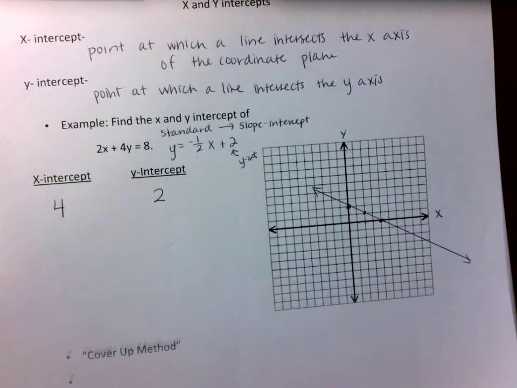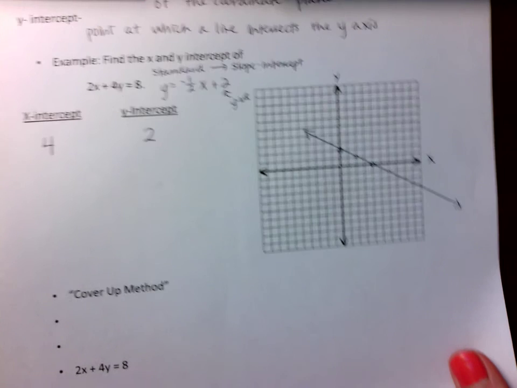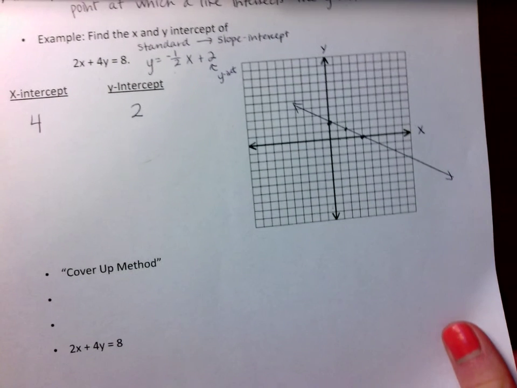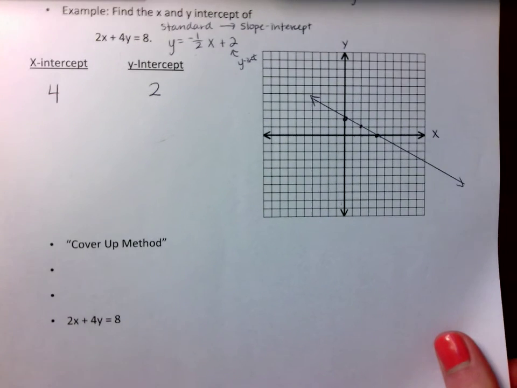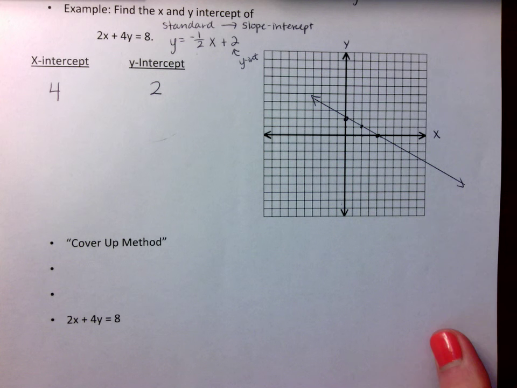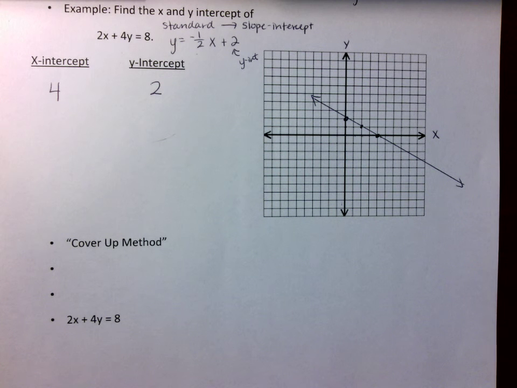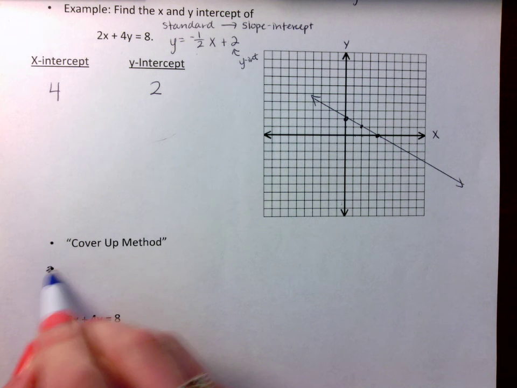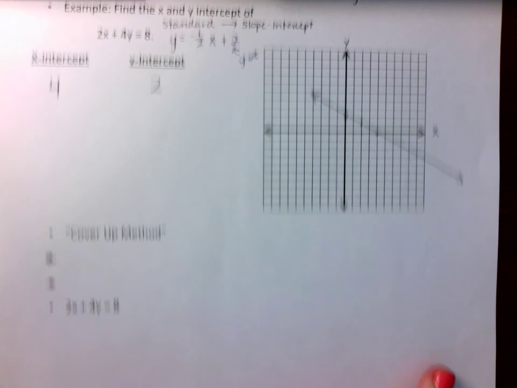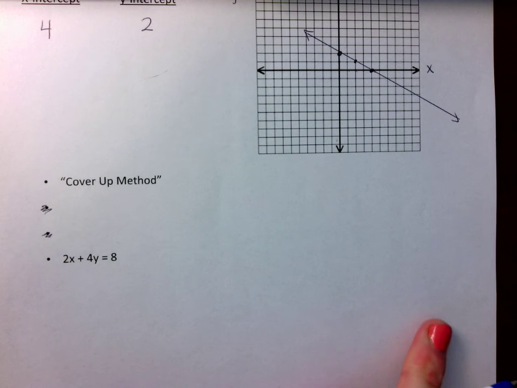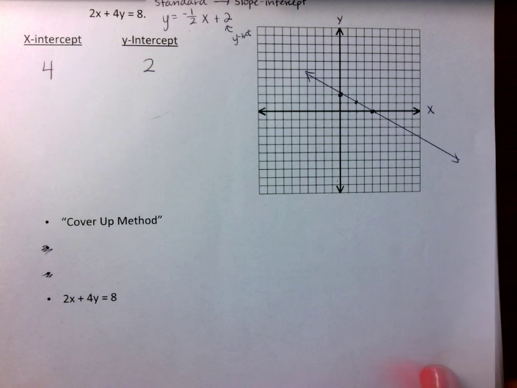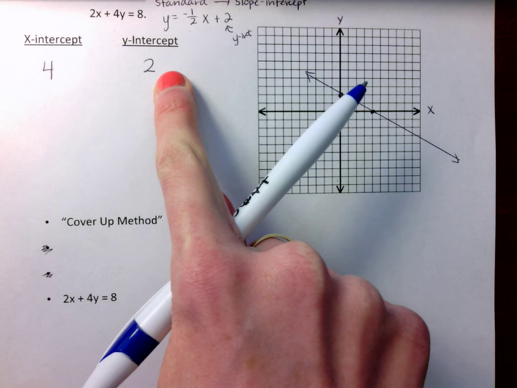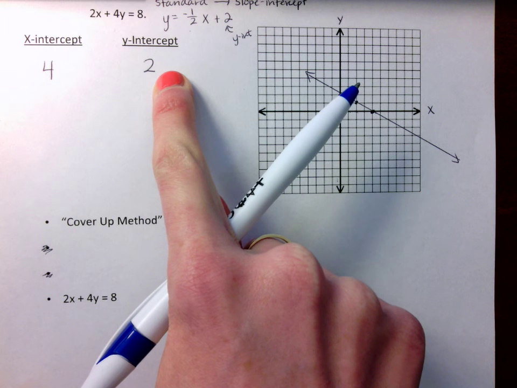Now say you were given this same line and you didn't necessarily want to spend the time graphing it. You could actually find the x and y intercepts without graphing by using what we call the cover-up method. And I'm not really sure why there's dots here, but that doesn't matter too much. And so what this is, we will actually get the same x and y intercepts that we got up here by simply solving this equation and covering up.